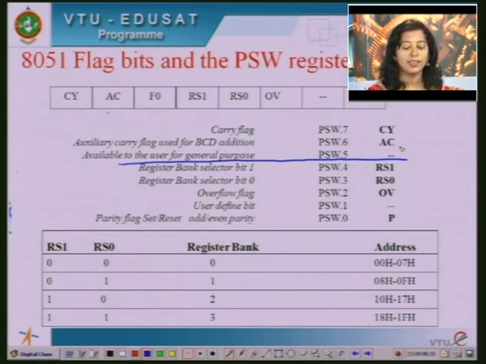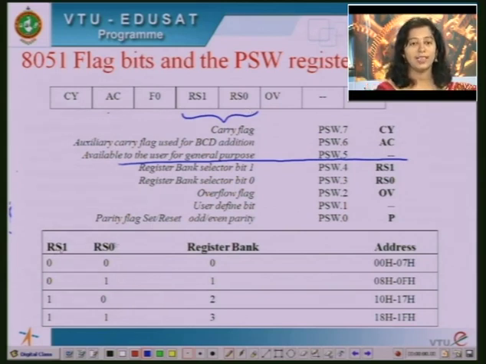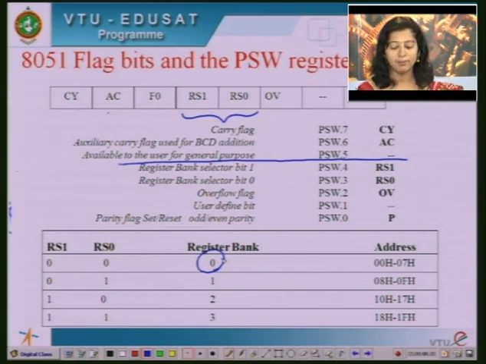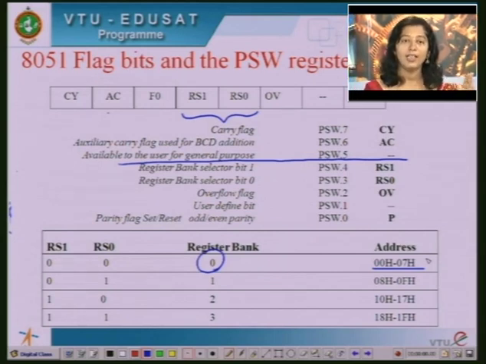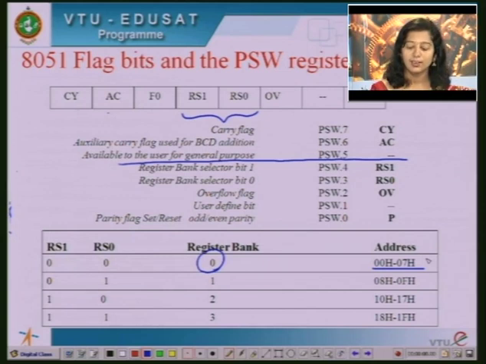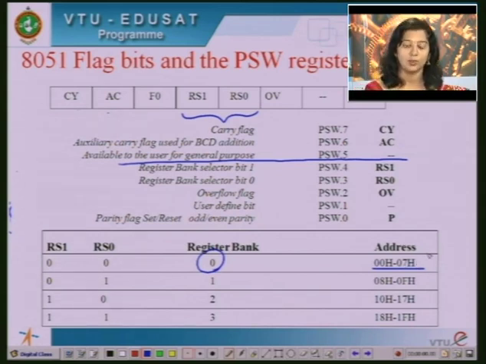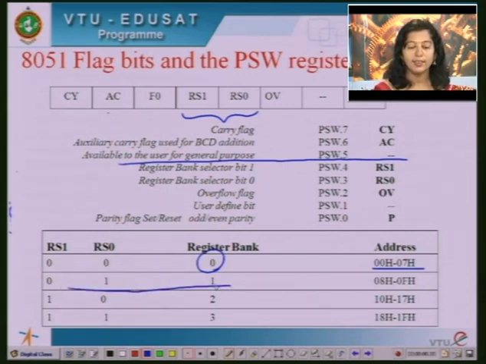The next two bits here are RS1 and RS0. RS stands for register select. So we have two bits for selecting one of the four register banks. You can see the table given below. If RS1 and RS0 are both zeros, then register bank 0 is selected. And register bank 0, if you remember, I told you every register bank will have 8 bytes of data or 8 words. So the addresses for those 8 bytes will start with 00 and go up to 07. So you have 8 counts. Similarly, 01 selects register bank 1.